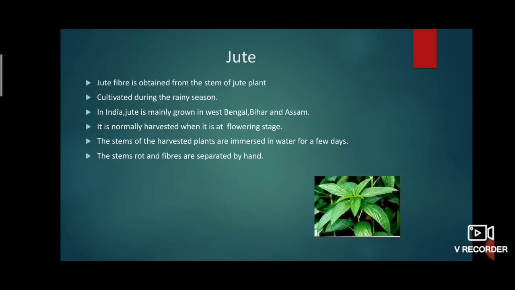Then jute. First we studied cotton, then jute. Jute fiber is obtained from the stem of the jute plant. Here there is a picture of a jute plant. It is cultivated during the rainy season. In India, jute is mainly grown in West Bengal, Bihar and Assam. These are the coolest places. So the jute plant is cultivated in the coolest places, during the rainy season.